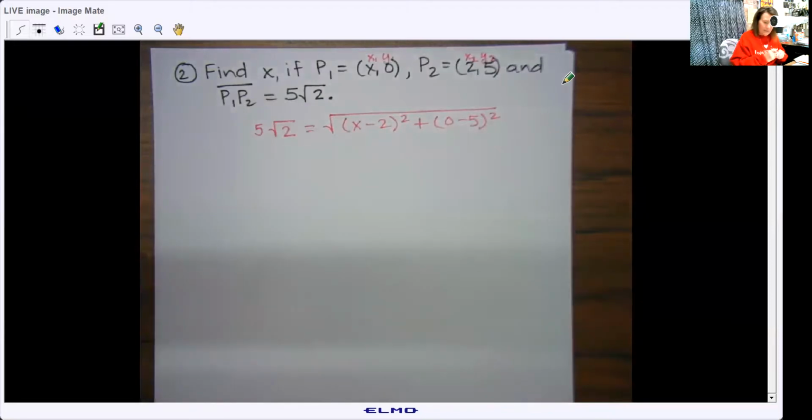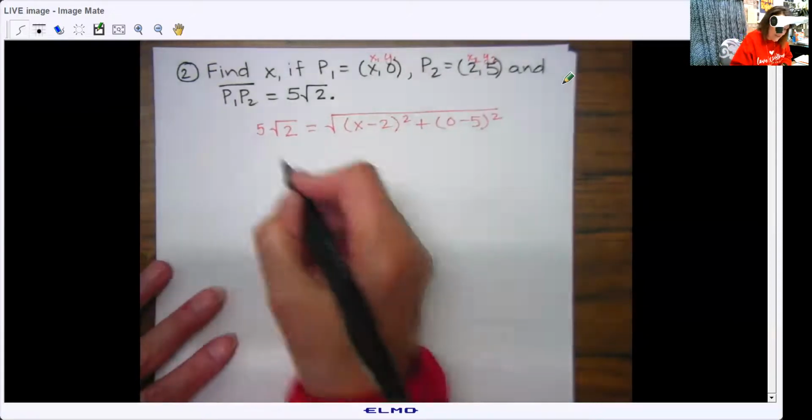We've got it all set up. Now we just have to solve for x in that equation. This is where your algebra skills come in. So let's see what we have there.